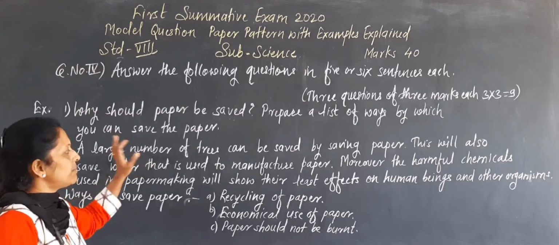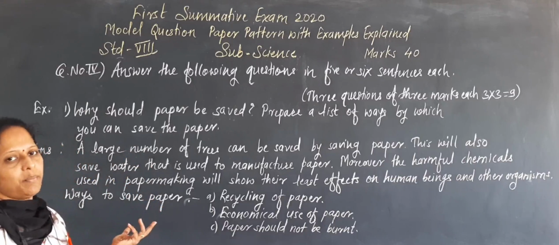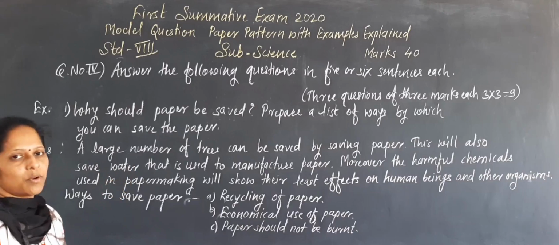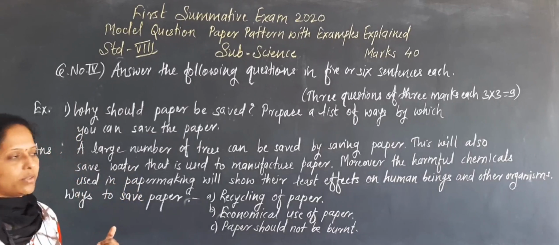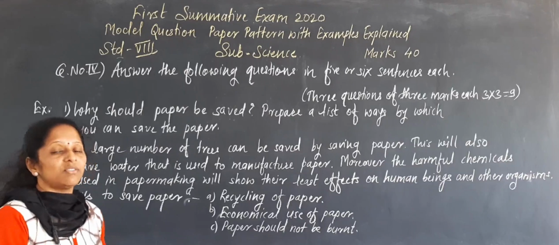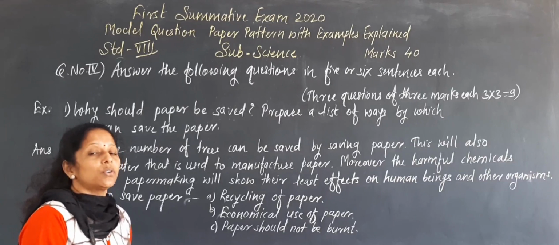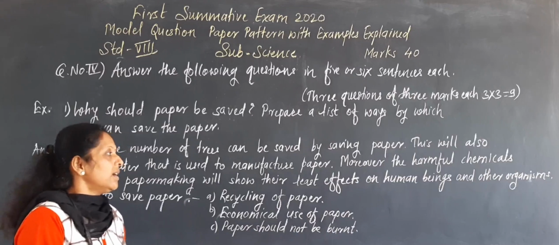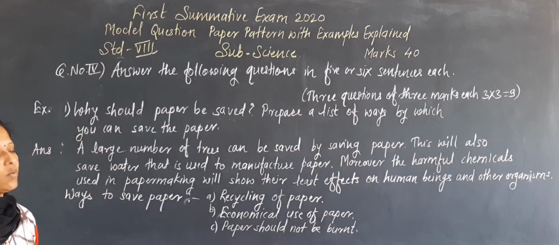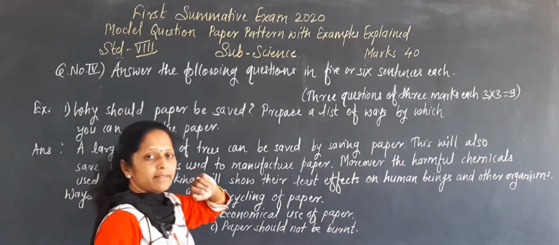A large number of trees can be saved by saving the paper. If you are saving paper, a large number of trees are saved, and the water necessary for manufacturing paper is also saved. Also, the harmful chemicals used for paper making, which affect human beings and organisms, are reduced. So that is the first question over, why should paper be saved?